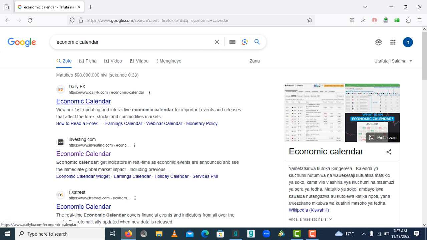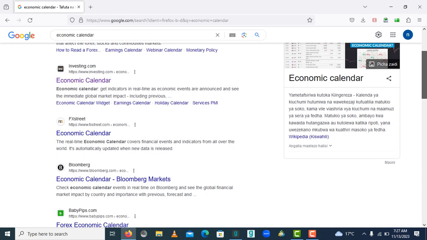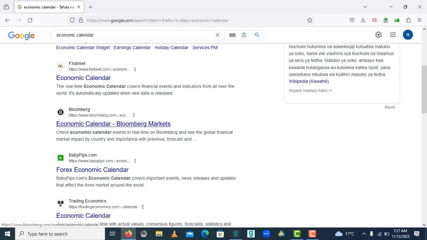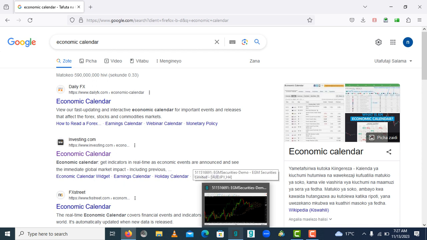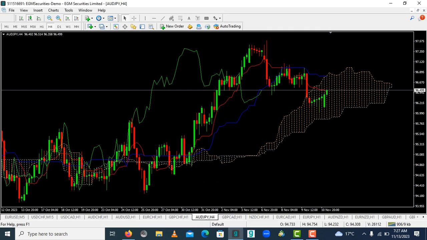As you can see, we have what we refer to as the economic calendar, and it is usually given by several sites. You can see this is DailyFX, there is investing.com, there is FX Trade, and there is another one that we refer to as Bloomberg. We have the one given by Babypips, and there is still another one given by Forex Factory. That is fundamental analysis, whereby the market moves as a result of news.